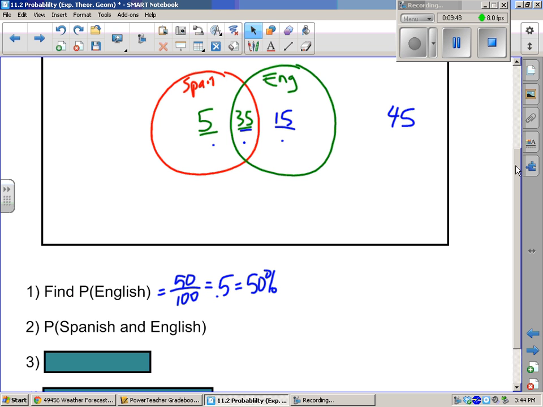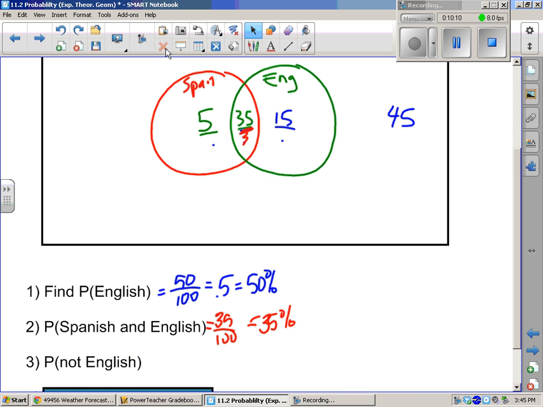All right. Spanish and English. Okay, that's the whole thing, everything together. Taking both at the same time, though. Not either or, it's both for sure. So that would be 35 out of 100. 35%.